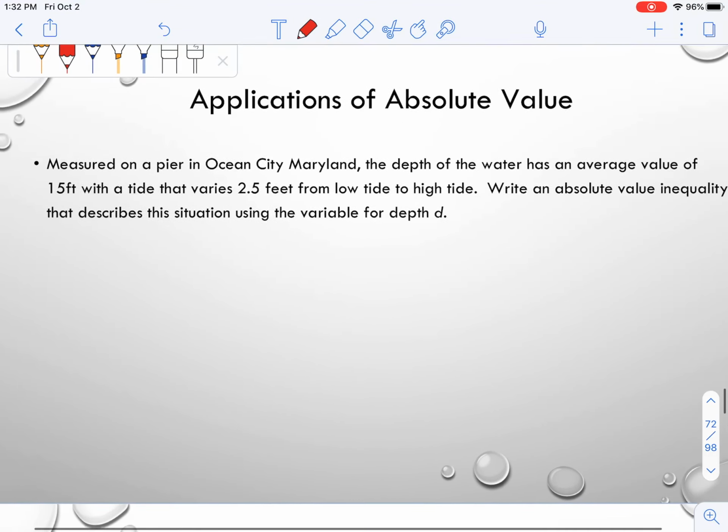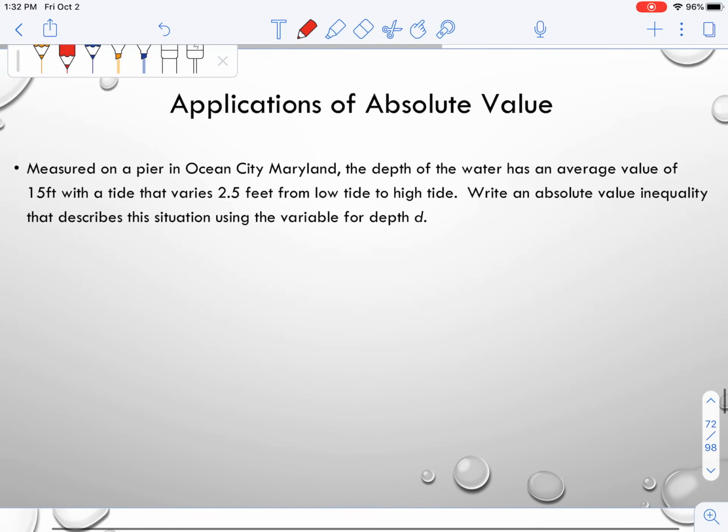Applications of absolute value. All right. So anything that has a periodic function, or repetition, we can deal with and model with absolute value.